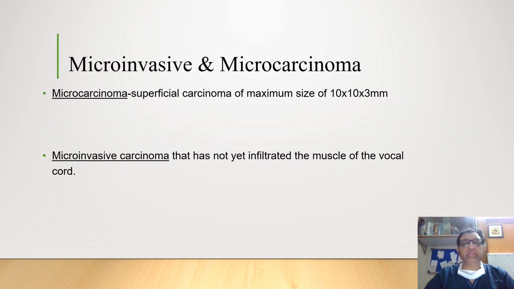There are two other variants which have been added on the basis of histopathology. What is microinvasive carcinoma? The other is microcarcinoma. So microcarcinoma is a superficial spreading carcinoma with a maximum size of 10 by 10 by 3 millimeter, while microinvasive carcinoma has not yet infiltrated the muscle or vocal fold.